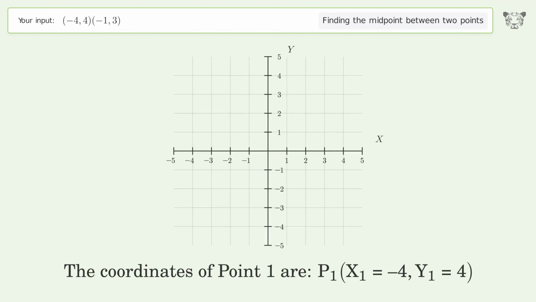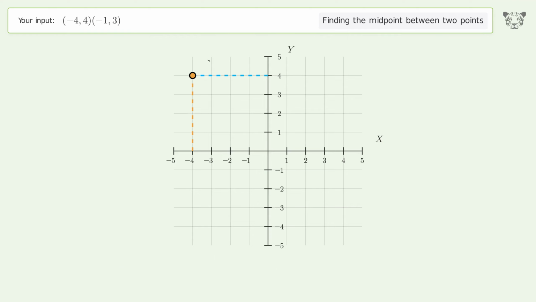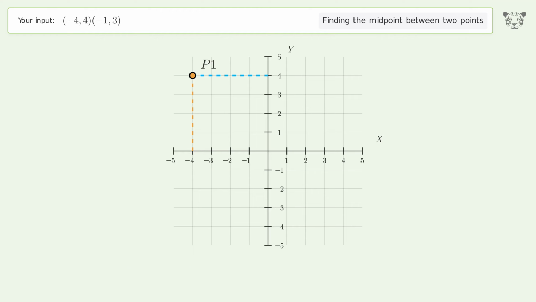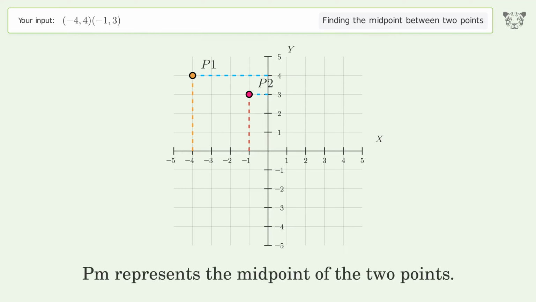The coordinates of point 1 are, x1 equals negative 4, y1 equals 4. The coordinates of point 2 are, x2 equals negative 1, y2 equals 3. PM represents the midpoint of the 2 points.